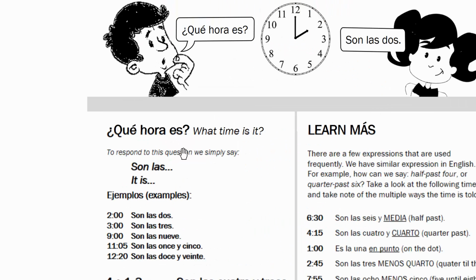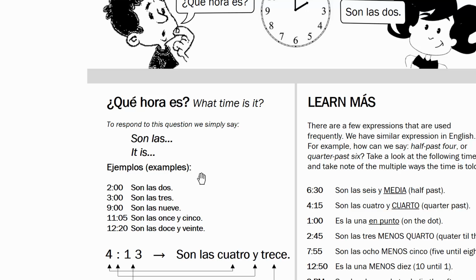So as I said, ¿Qué hora es? Means what time it is. And to respond to this question, you simply are going to use son las. Now son means are, or there are. And so to say son las means there are, and then we're going to follow it with a number. So if someone's asking what time is it, you're going to say, well, there are 2 hours, or there are 3 hours. So your response would be son las dos, or son las tres, or even son las nueve.